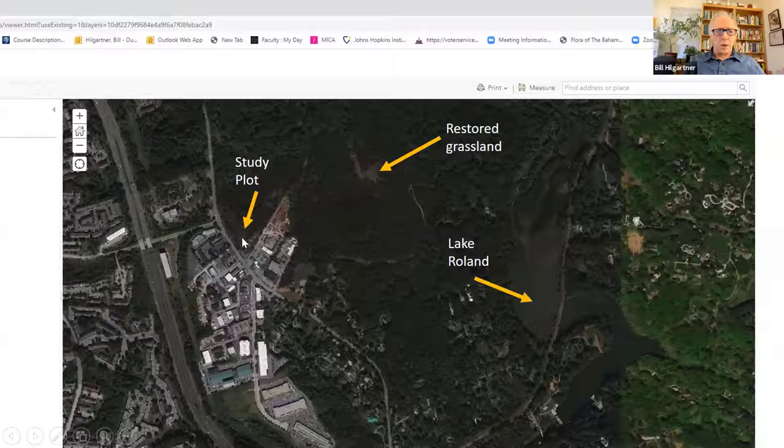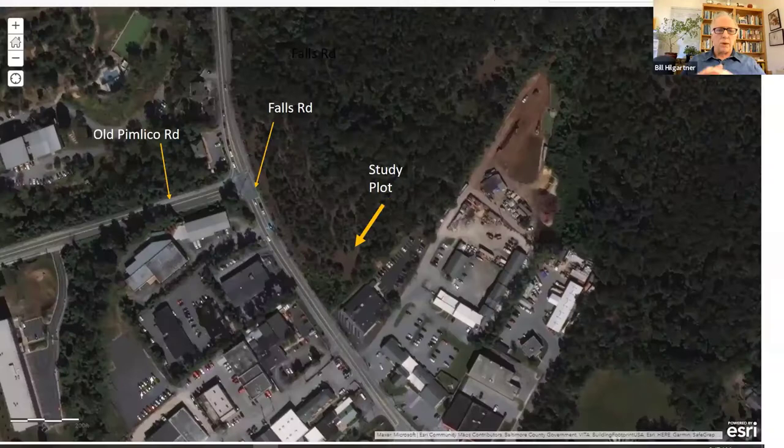And this is a restored grassland that we'll also talk about at the end of this talk. If we zoom in a little bit more, you can see the study plot. It's still a tiny area, and the pine trees have been coming in over the past 60, 70 years, and have been slowly squeezing out the last of that grassland. You can see where it's located near Falls Road and Old Pimlico Road.